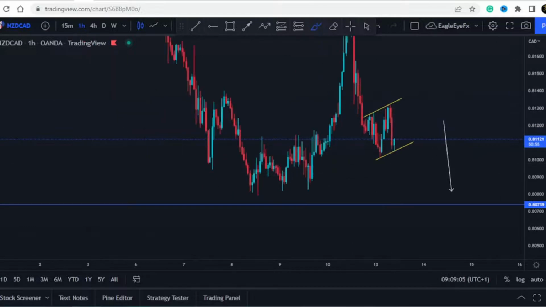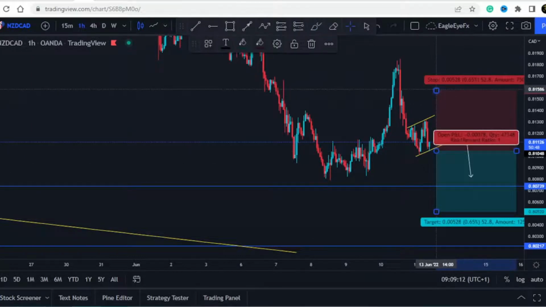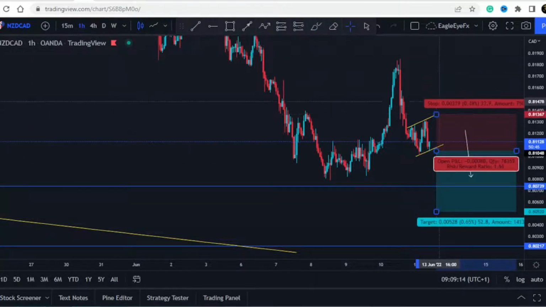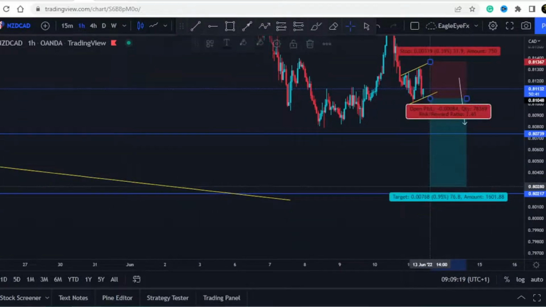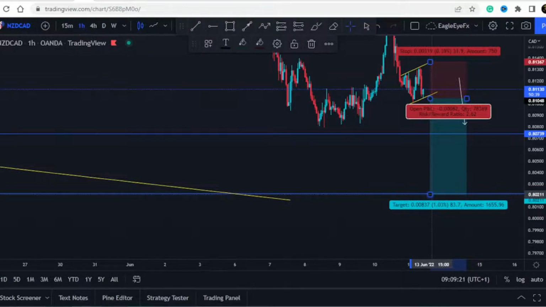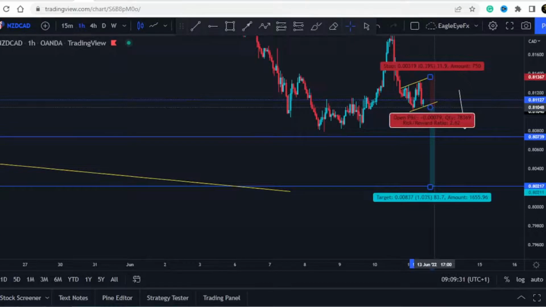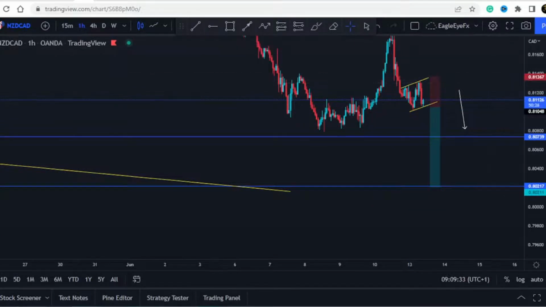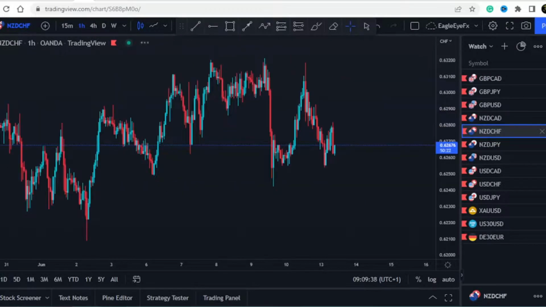So maybe you can set your limits over here. Maybe put your stop loss somewhere around here. That is a 31, 32 pip stop loss. Then maybe you can target 2.6 times, which is not bad. All right, so that is what we're looking at on NZDCAD.